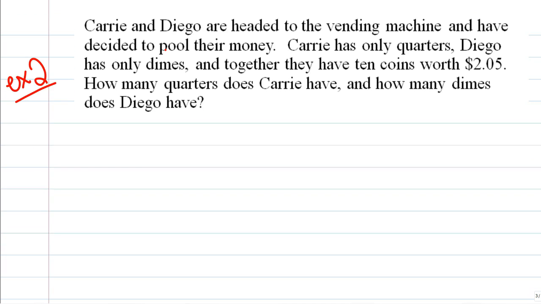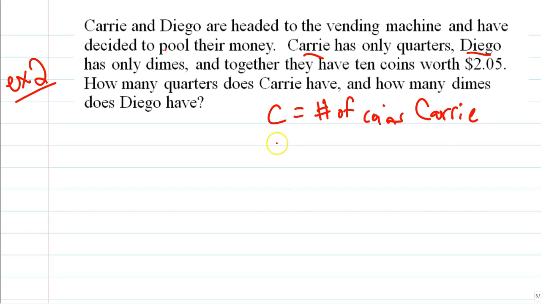Carrie and Diego are headed to the vending machine. They have decided to pool their money. Carrie has only quarters, Diego has only dimes. Together they have 10 coins. Okay, so we have Carrie and we have Diego. I'm going to call the amount of coins Carrie has, how about C? Number of coins that Carrie had, and D would be the number of coins Diego has. Okay?